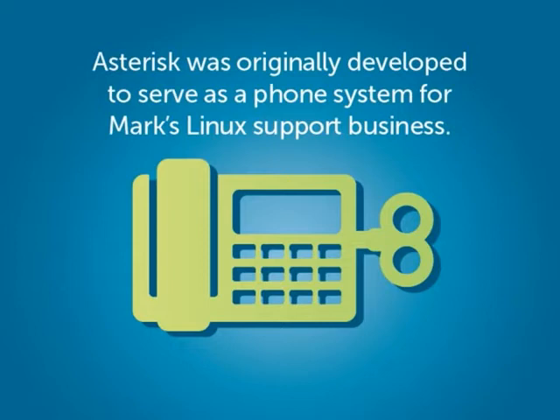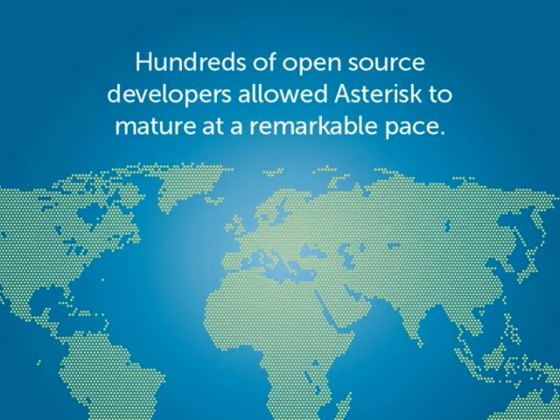What started out as a basic office phone system grew into a mature, powerful platform for handling virtually any communications function. Code contributions from hundreds of open-source developers allowed Asterisk to mature at a remarkable pace. The first stable version was released in 2004 at AstriCon, the Asterisk Users Conference. Since then, Asterisk has gone on to power over 1 million communication systems in over 170 countries worldwide.